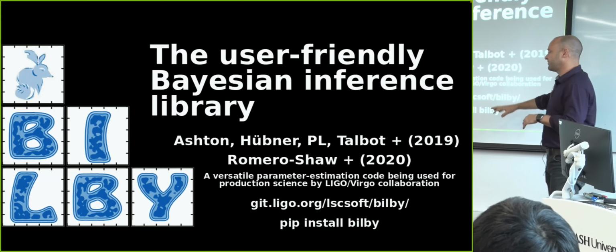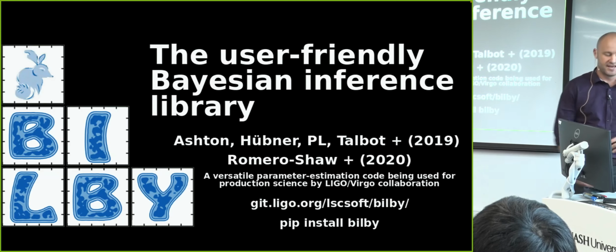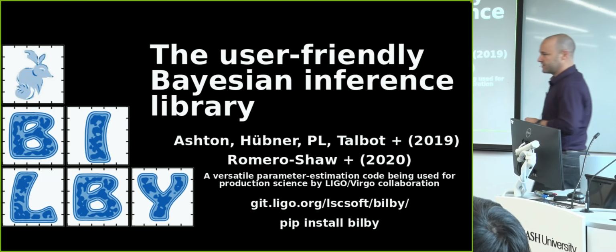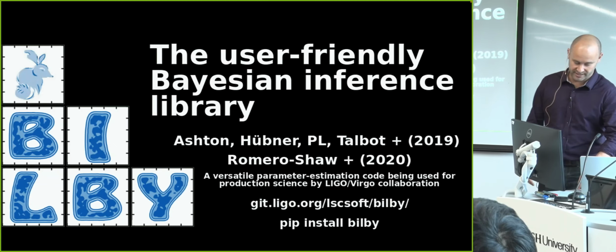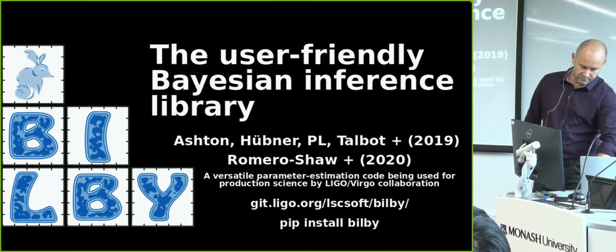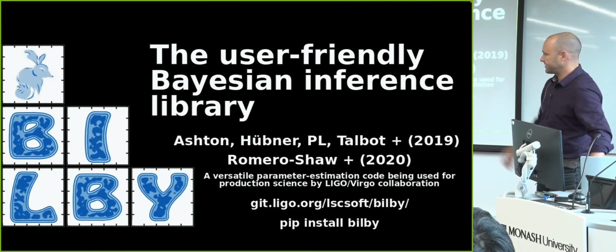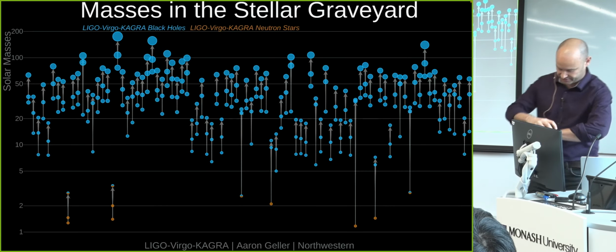It's really easy to use if anyone's interested in getting into this space. It's just Python code that you can very easily pip install and you're away doing gravitational wave parameter estimation on real data. Okay, but we're not here to talk about software, we're here to talk about physics and astrophysics.